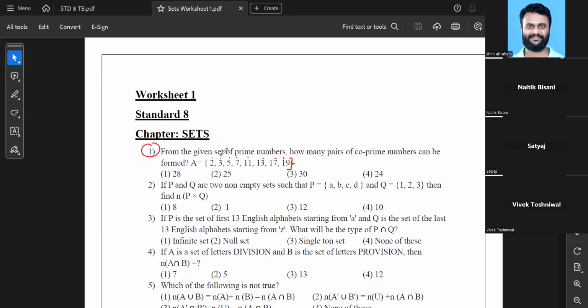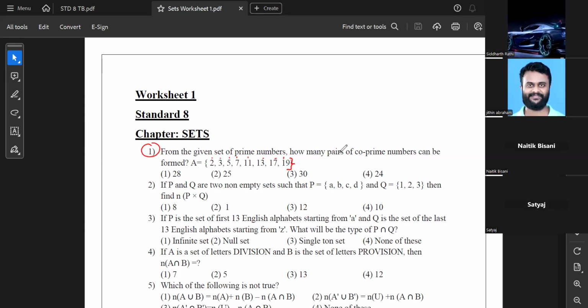Now, in this case, how many co-prime numbers, or maybe how many pairs of co-prime numbers, do we have? We are going to find that. Pairs means we'll have to include two of them.